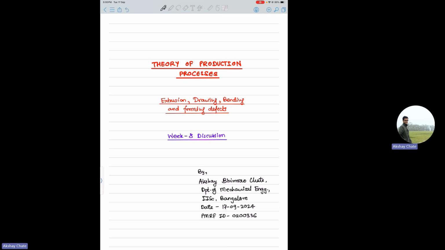But today there are different operations to be discussed, like extrusion, then drawing, then bending, and sheet metal operations. There are a lot of things to be discussed, and then finally we have metal defects, etc. We'll go one by one.